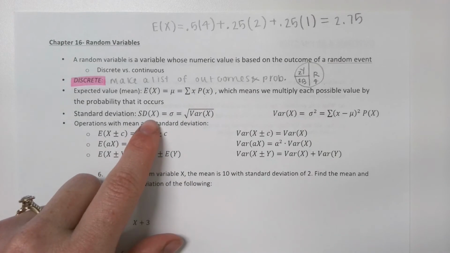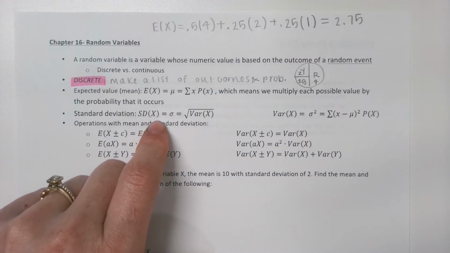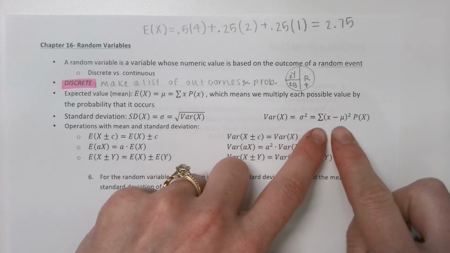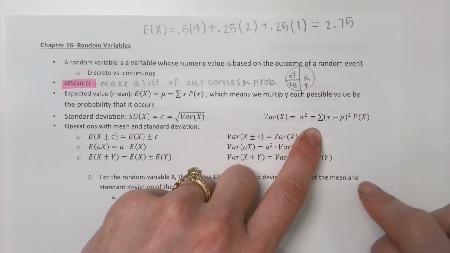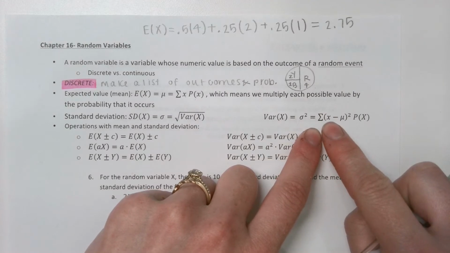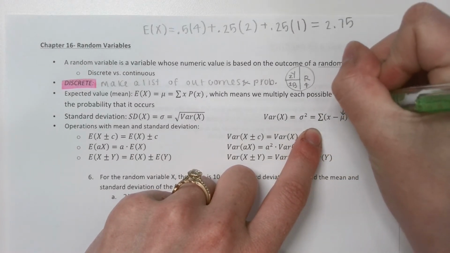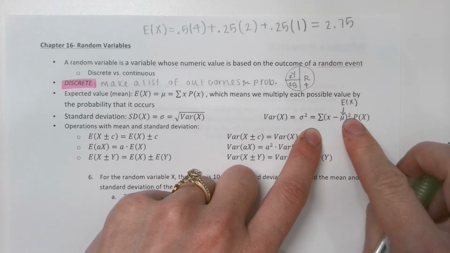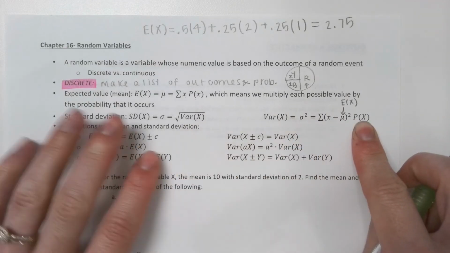Okay, next we talked about standard deviation. Finding the actual standard deviation is tricky. We have to square root the variance. To find variance, what we're going to do is a bunch of adding again, just like we did with our expected value. We're going to take your outcome, subtract the mean, or in this case, expected value, square it, because some are going to be positive and some are going to be negative, and then multiply it by the probability.